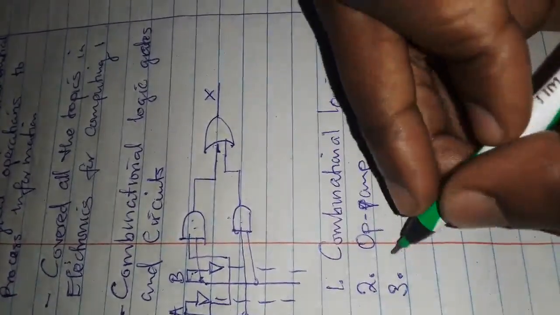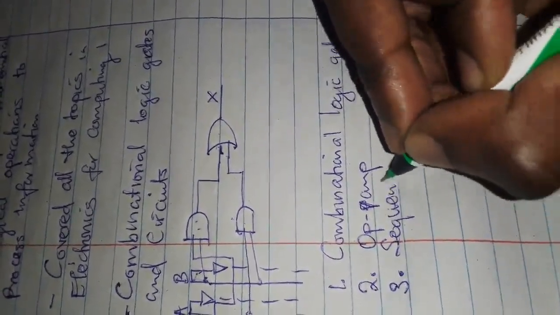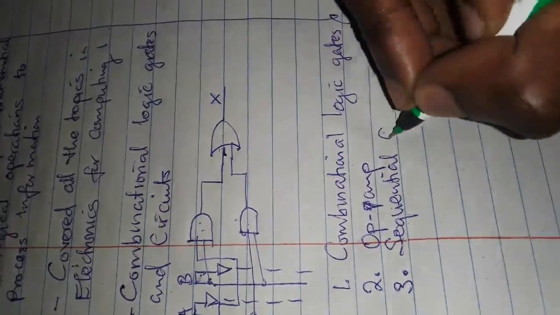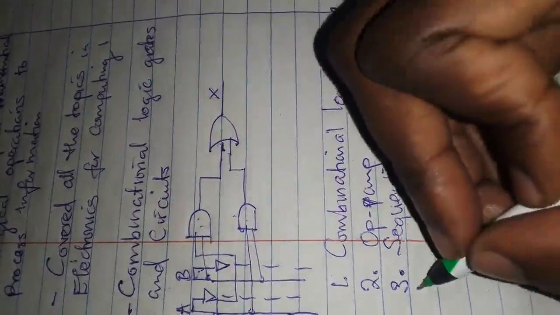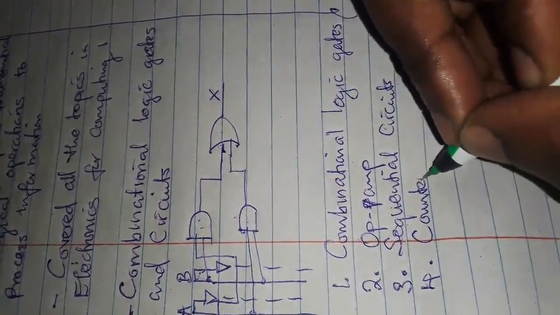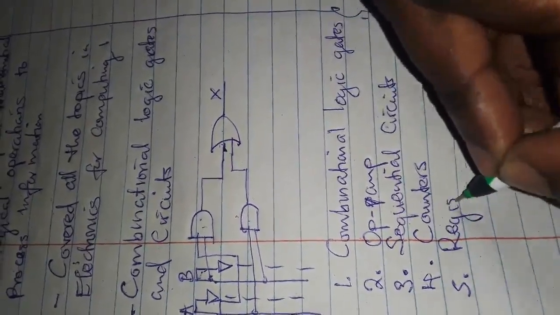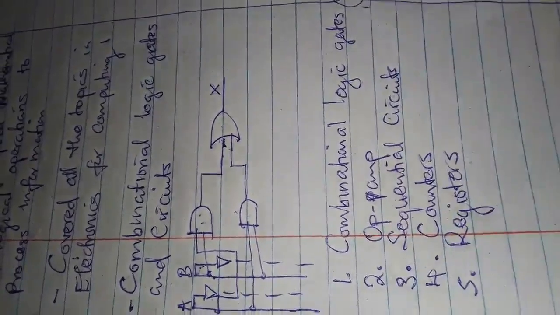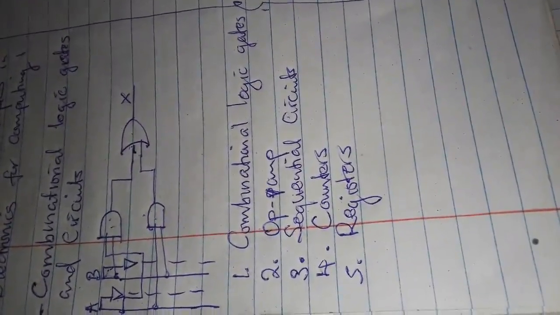Three, we're going to look at the concept of sequential circuits. Four, from sequential circuits, we're going to look at the concept of counters. And five, we're going to look at the concept of registers. These are the five major topics that we're going to look at in Electronics for Computing 2.